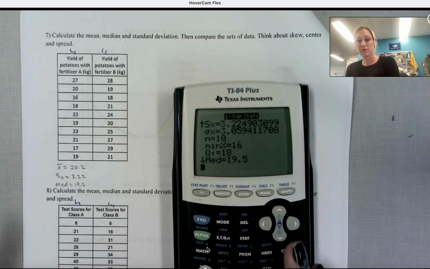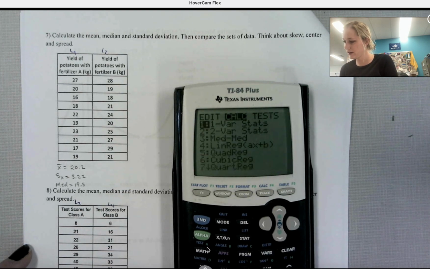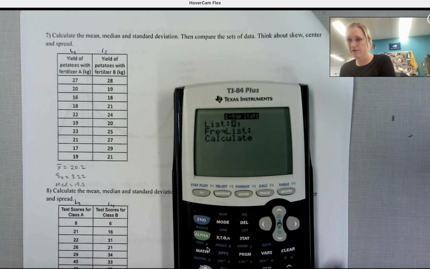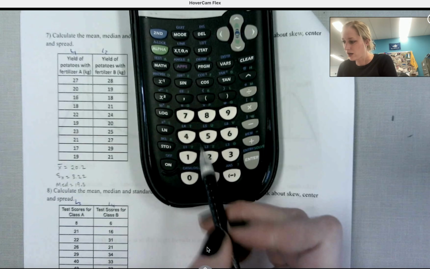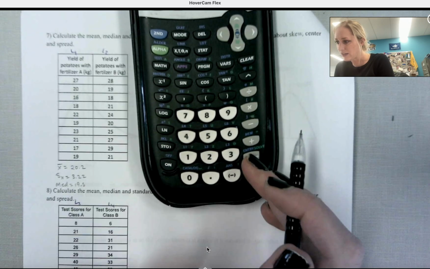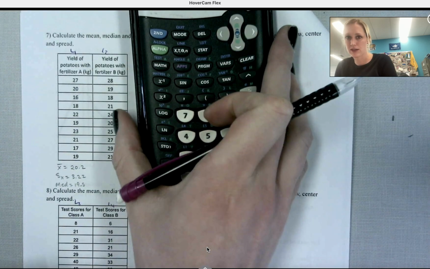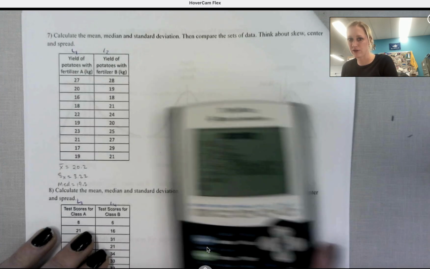Okay, and we're going to do the same thing now for list 2. So I'm going to go back to Stat and Calc, but right here, I'm going to change this to list 2. So if you guys look at these blue, I can see L2 is right there. So I'm going to hit second and then L2, and then same thing, calculate. And I'm going to do the same thing for this one now. So this is list 2.